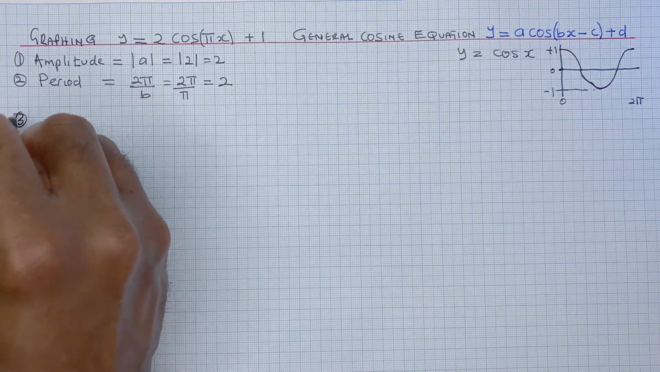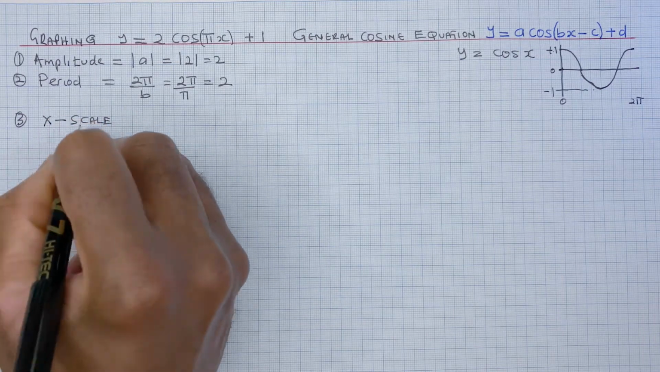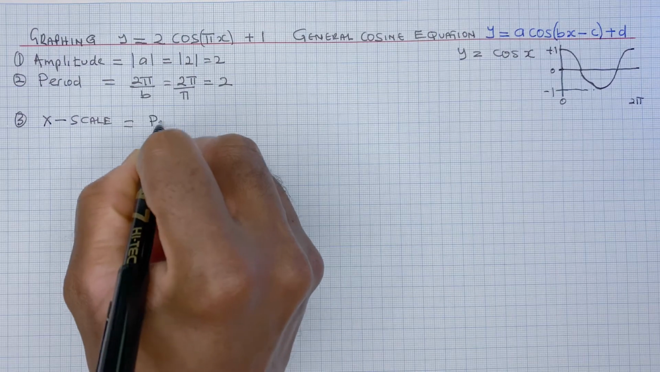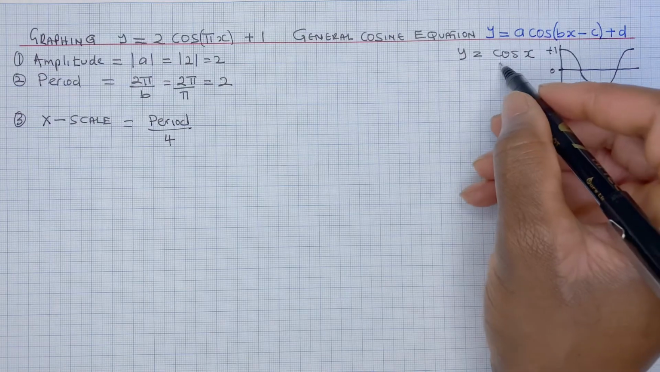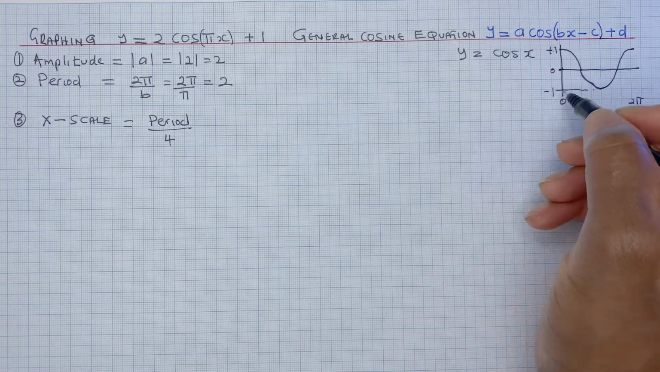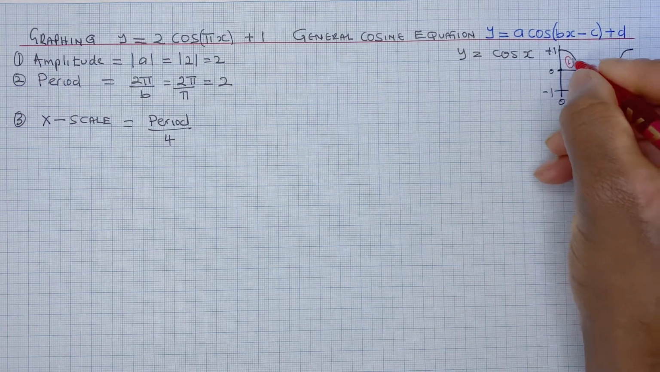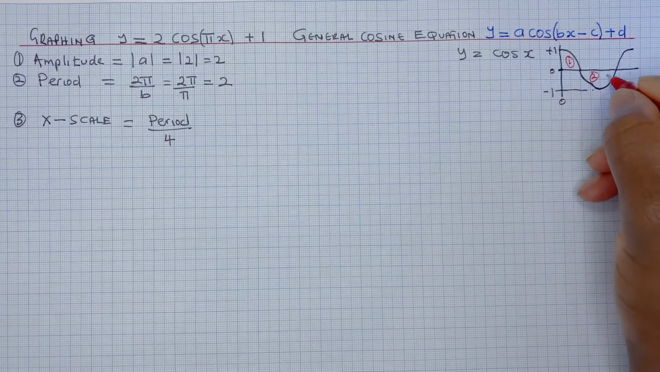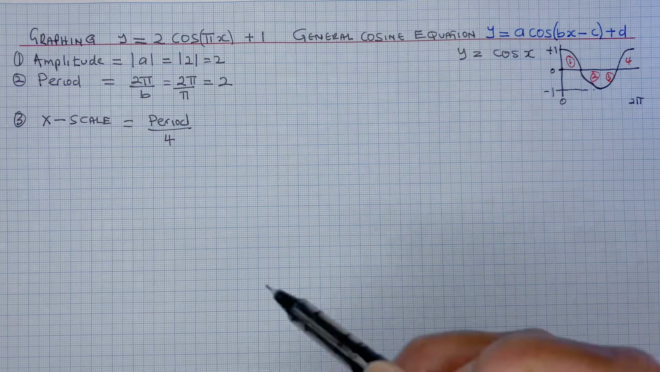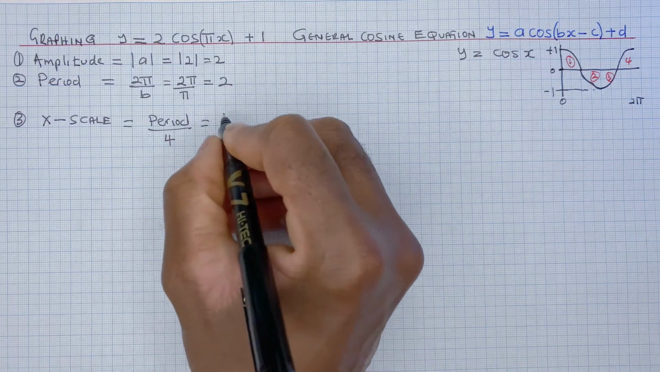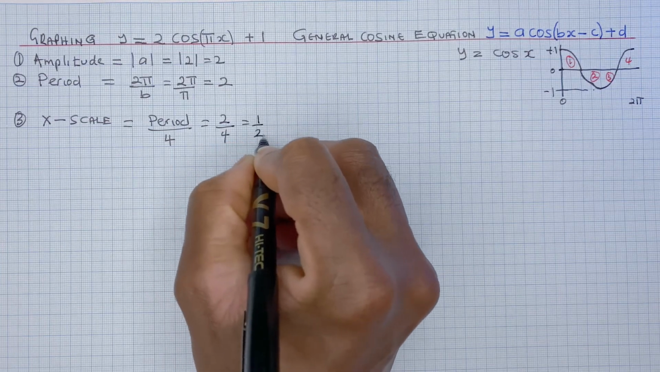Number 3, we have to find the x scale, that's the quadrant, and that would be the period divided by 4, because every cosine function and sine function has 4 quadrants. The first quadrant is 1, 2, 3, and 4. So we divide the period by 4, and that will be 2 divided by 4, that equals a half.